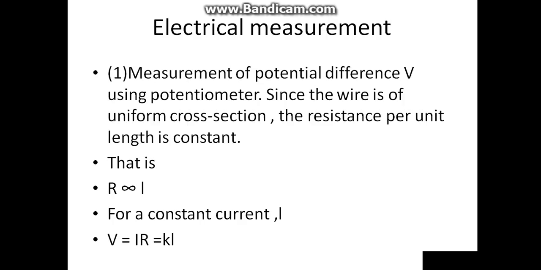Electrical measurement. 1. Measurement of potential difference capital V using a potentiometer. Since the wire is of uniform cross section, the resistance per unit length is constant. That is, capital R is proportional to L for a constant current I. V equals IR, which equals KL.